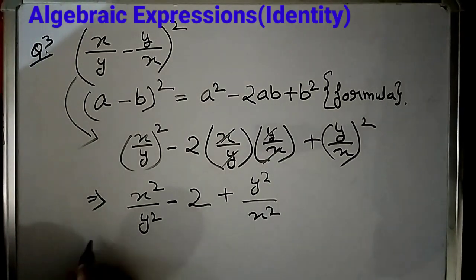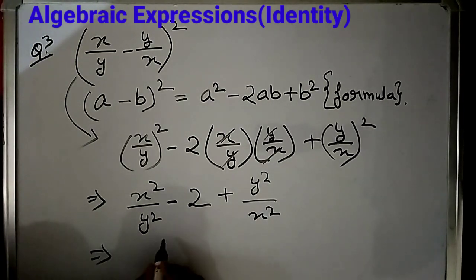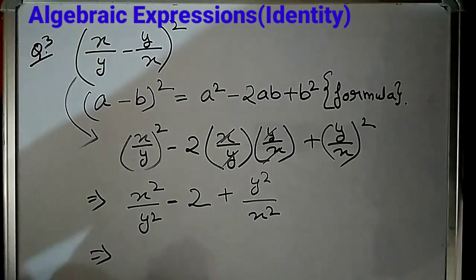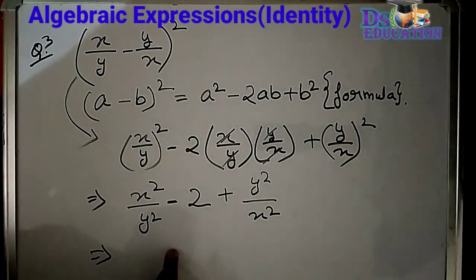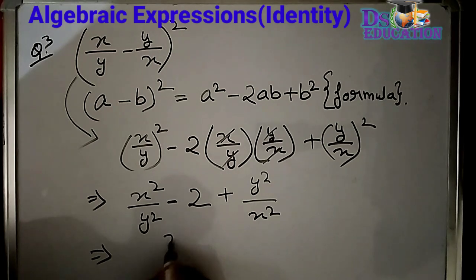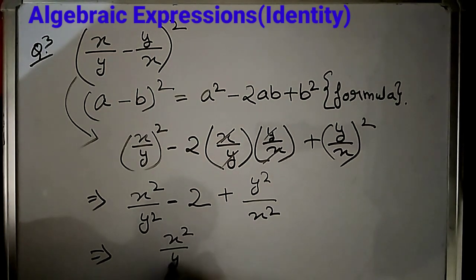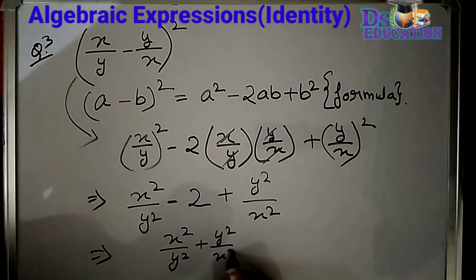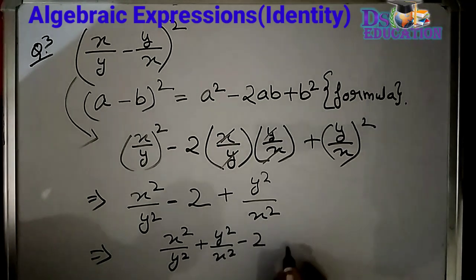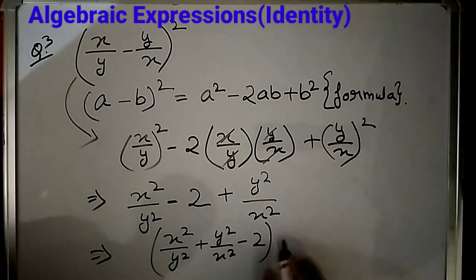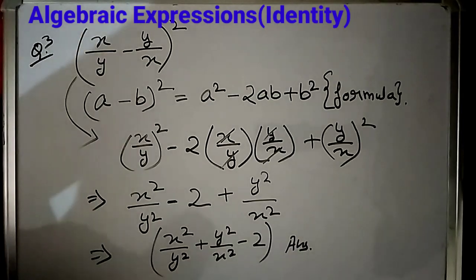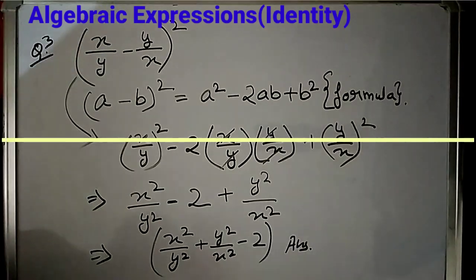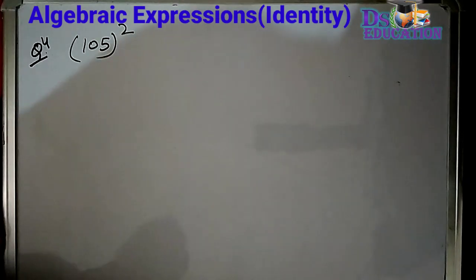Now we will arrange them in order. We will arrange that as x square upon y square plus y square upon x square minus 2. This is the answer. Understood? Moving to the fourth question.